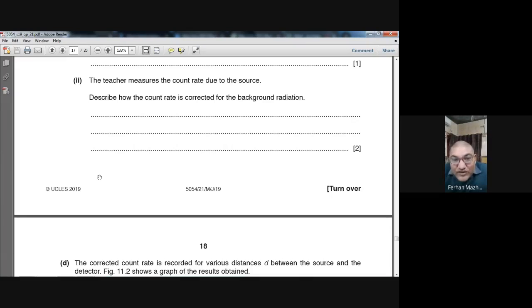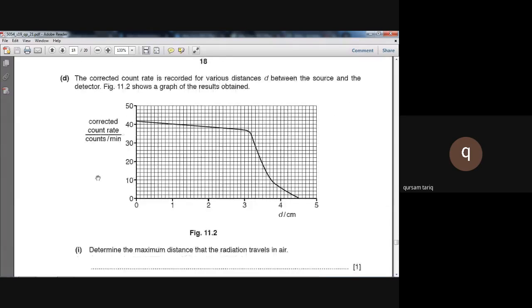Should we move to the next question? Yes. Okay, here we go. The corrected count rate is recorded for various distances d between the source and the detector. Figure 11.2 shows a graph of the result obtained.